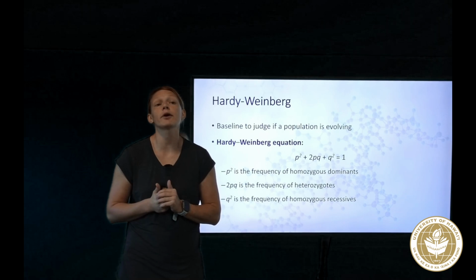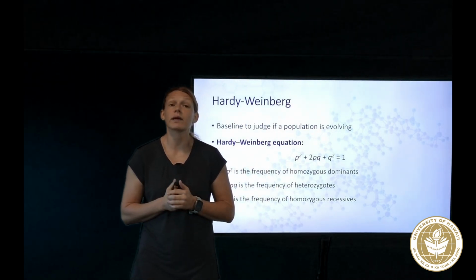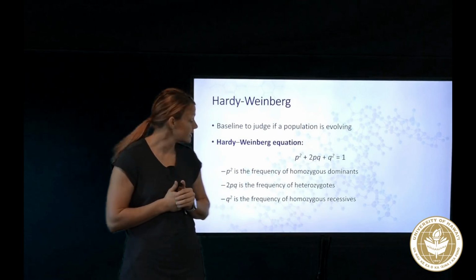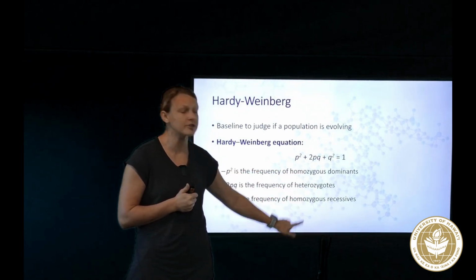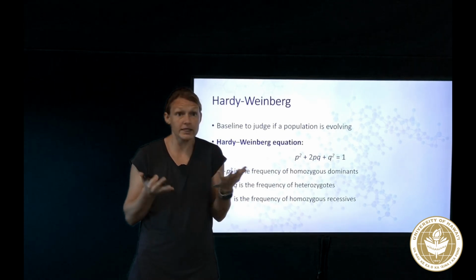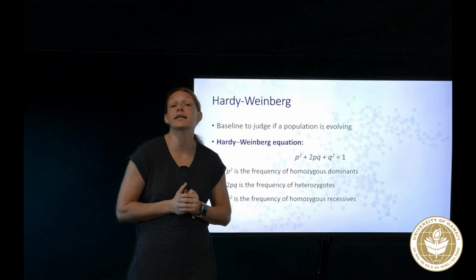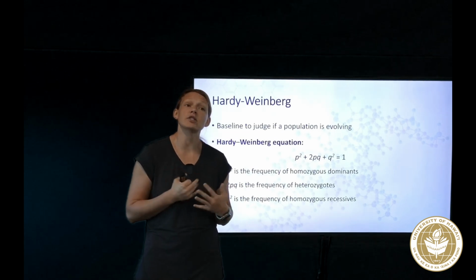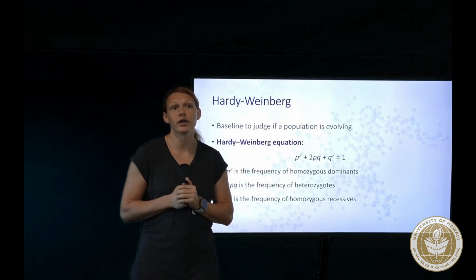So the Hardy-Weinberg equation is essentially this mathematical formula that relates the allele frequencies, right? Because homozygous dominants, heterozygotes, and homozygous recessive are your three possible genotypes, right? So it relates the allele frequencies to the genotype frequencies in a population at Hardy-Weinberg equilibrium.